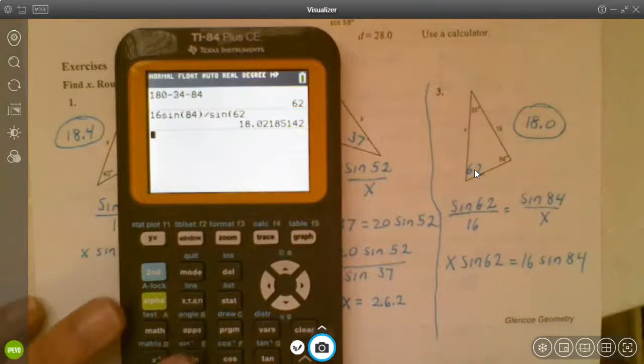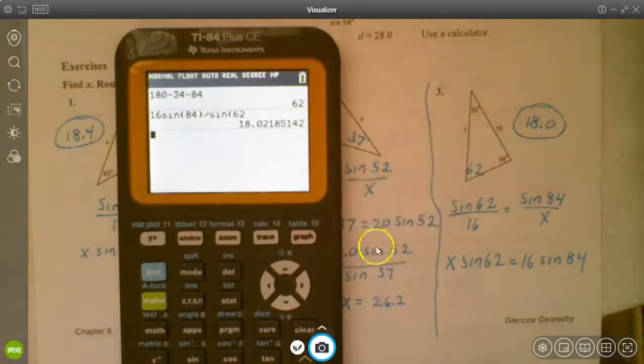All right, so that's all we got for part 1 of section 8.6.